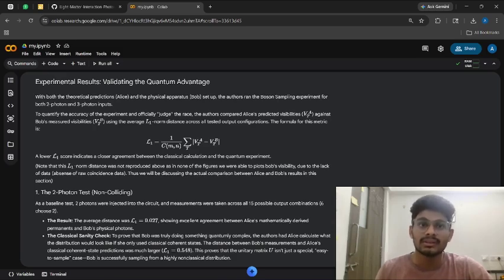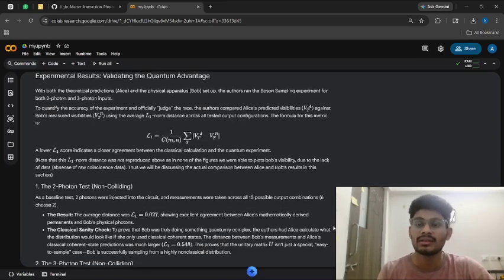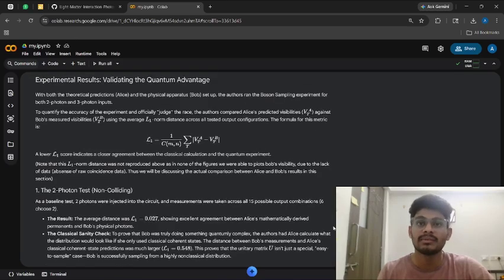So the natural question now is, how do the authors decide whether Bob is actually doing what boson sampling predicts? The answer is that they compare Alice's predicted visibilities with Bob's measured visibilities using an average L1 norm distance over all tested output configurations. The formula they use is the average over all outputs T of the absolute difference between Alice's visibility and Bob's visibility. So if Alice and Bob agree very well, this L1 distance will be small. If they disagree strongly, the distance will be large.